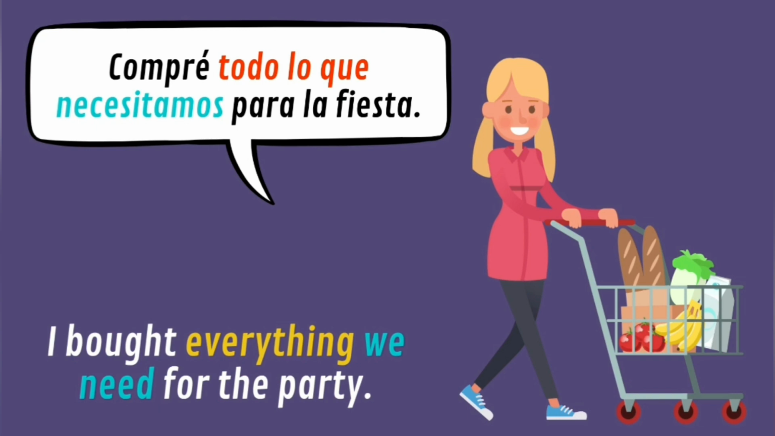Now let's see another example we have here. I bought everything we need for the party. If you want to say this, in Spanish you have to say, compré, I bought, everything, todo lo que we need, necesitamos for the party, para la fiesta. Okay, again, you're having the word everything. And next to the word everything, you're having an action. Okay, so that means you have to add lo que next to the word todo. So if you want to say, I bought everything we need for the party, in Spanish, you have to say, compré todo lo que necesitamos para la fiesta, okay? We're talking about things we need for the party, okay?